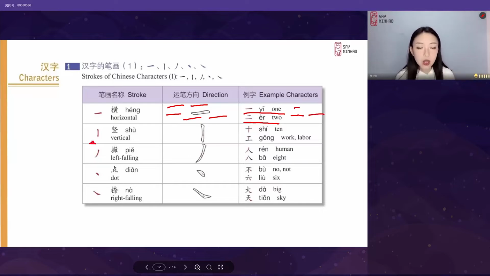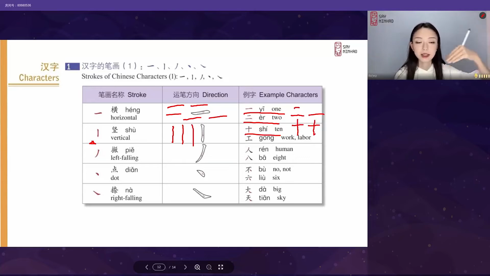Next one is 竖, which means vertical, and the direction of writing it is from top to bottom. Now let's see the examples. First one is 十, it means 10. So for 十, first we will write the horizontal and then put a vertical here. That makes a 10. In Chinese, 十, horizontal, vertical. This is 10 in Chinese, 十.